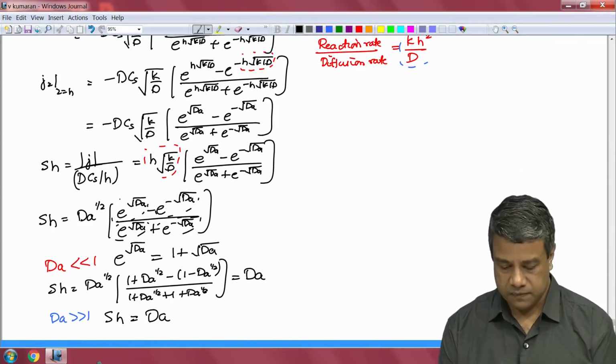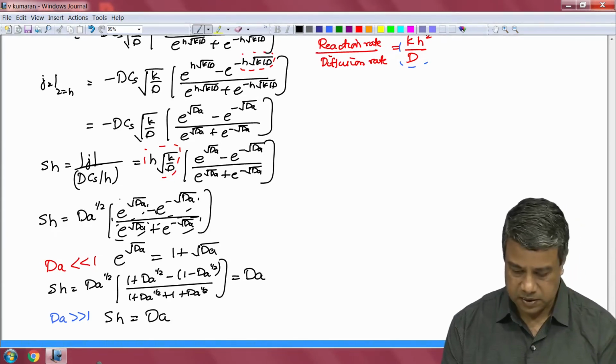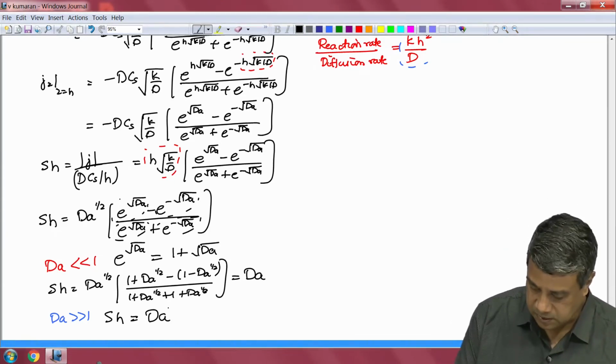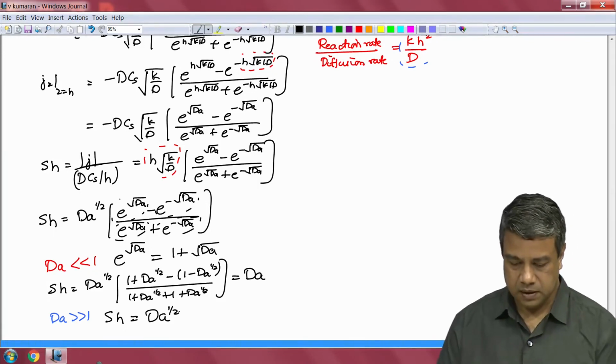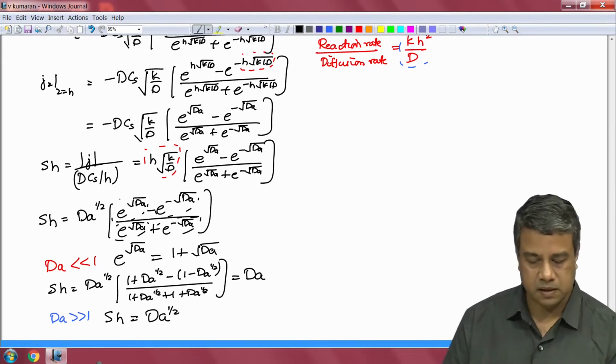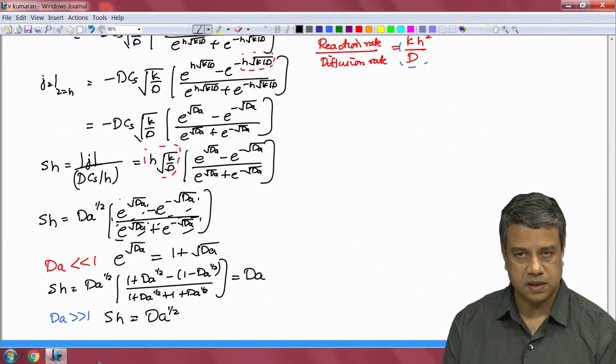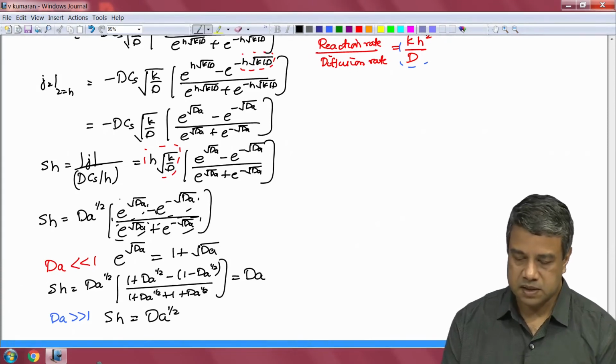That is the expression for large Damköhler number. The Sherwood number is just equal to, I am sorry, Damköhler number to the half, because the ratio of the numerator and denominator becomes 1. Therefore, the Sherwood number is just equal to Damköhler number to the half. So, these are the limiting cases.